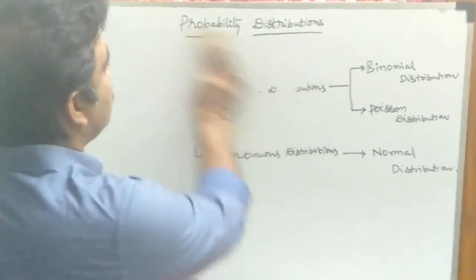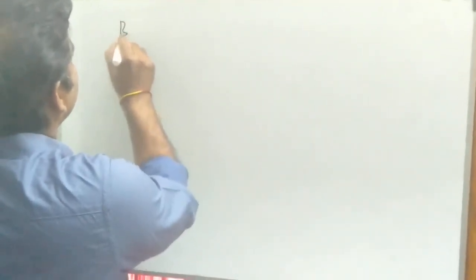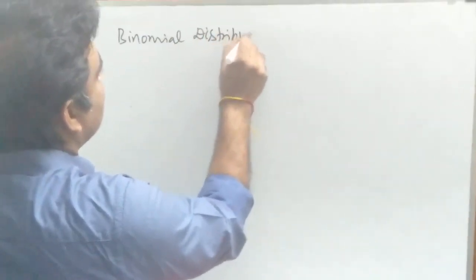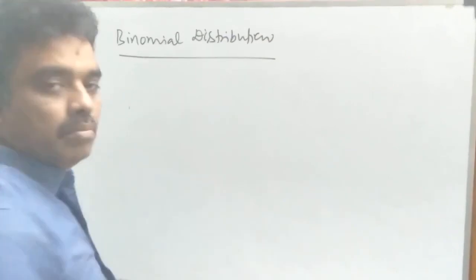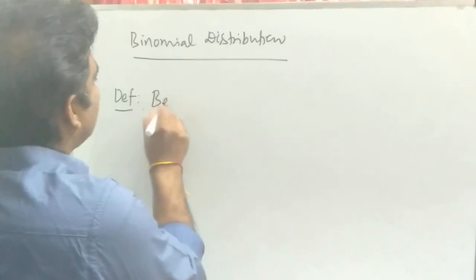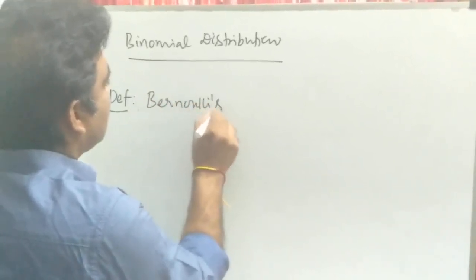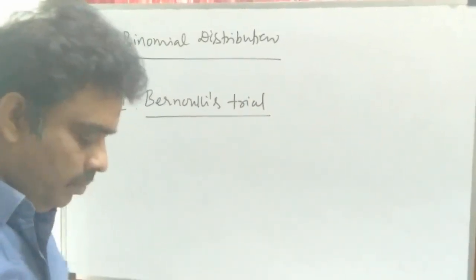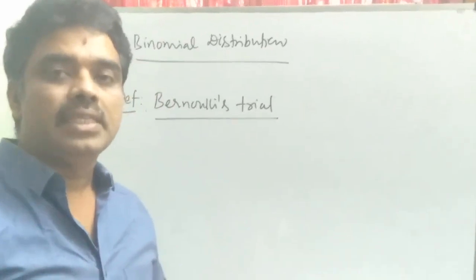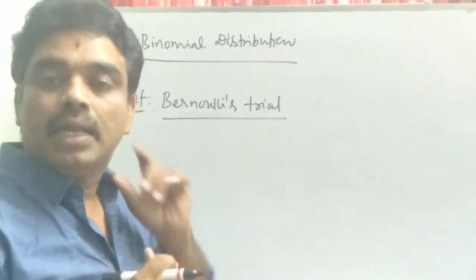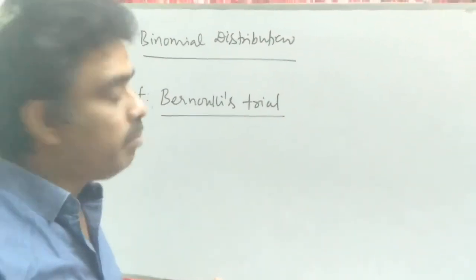First one, binomial distribution. Binomial distribution. Definition: Bernoulli's trial. A trial consisting of only two outcomes, namely success and failure, is called a Bernoulli experiment.